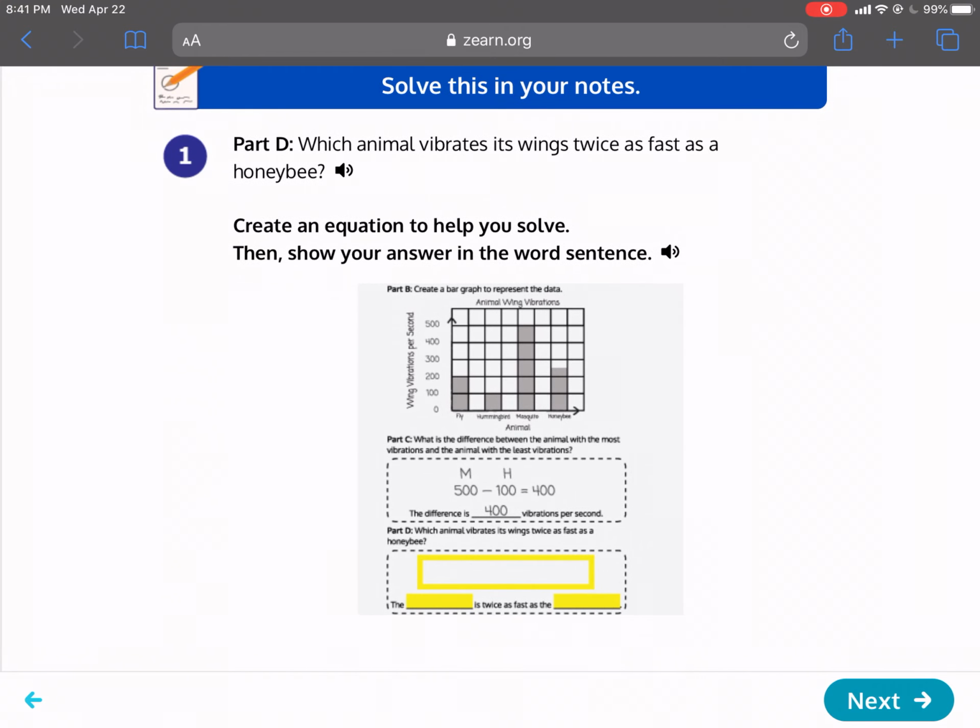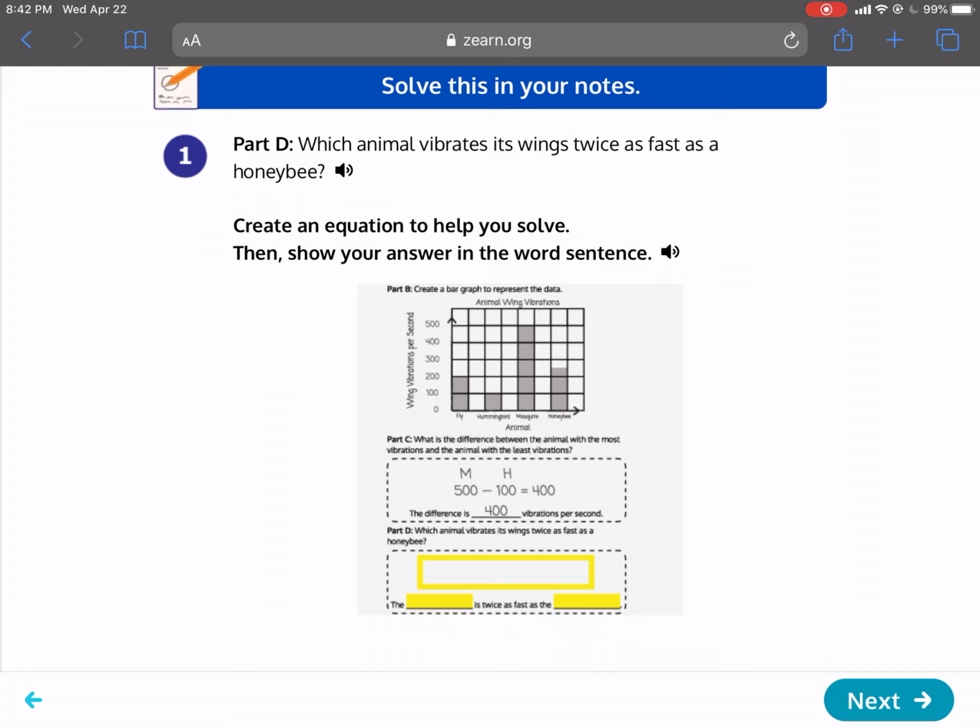What equation could we write to help us solve this problem? So we want to know what animal vibrates its wings twice as fast as the honeybee. It would be 2 times 250, right? 2 times 250 equals 500. We would just add those two numbers because when we multiply, it's just repeated addition. We're just adding one of the numbers over and over again, as many times as the other number in that multiplication sentence. So 2 times 250, or 250 plus 250, equals 500.